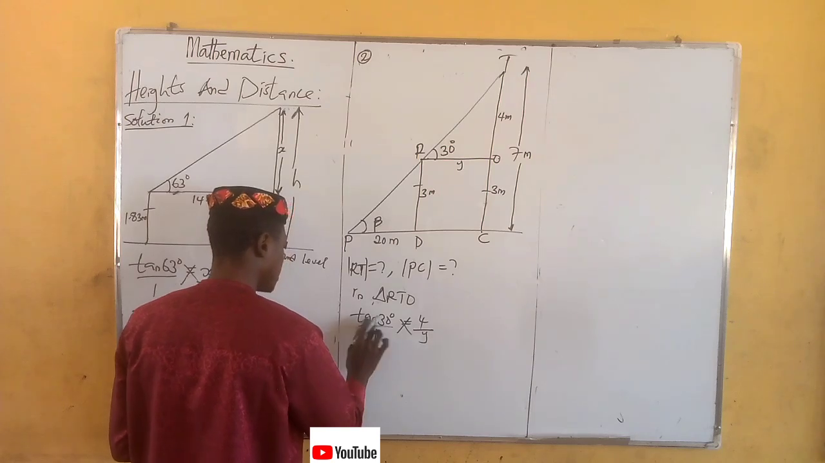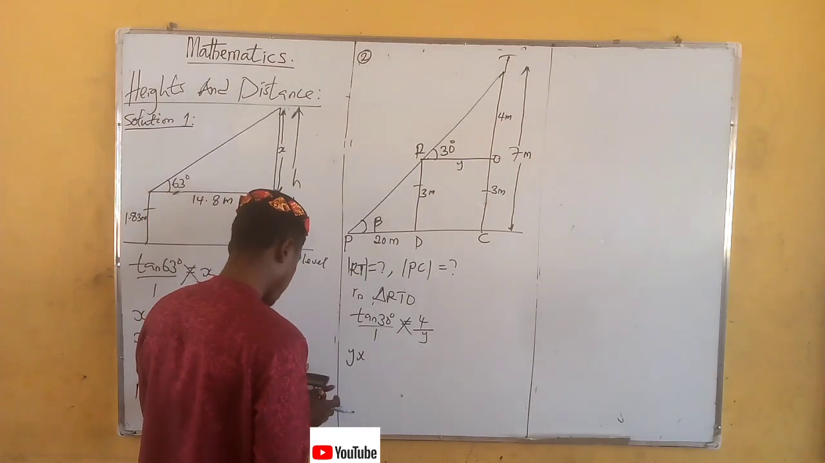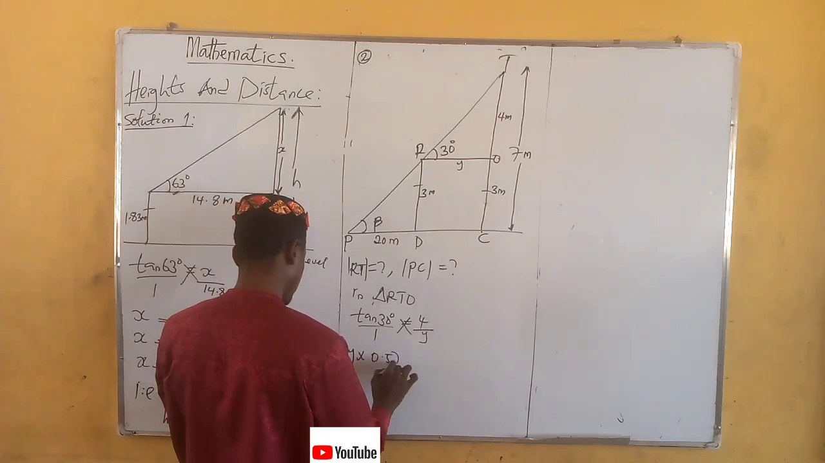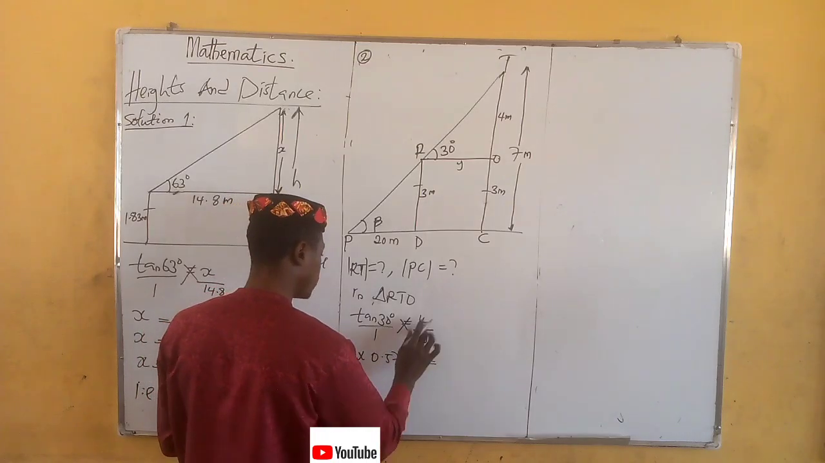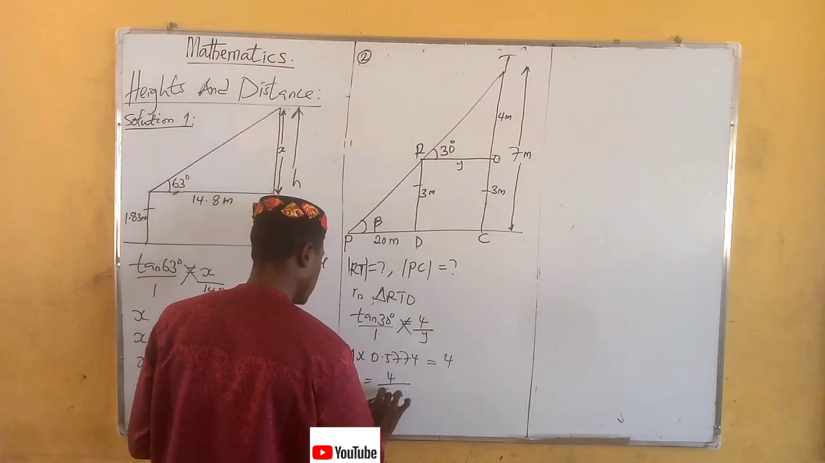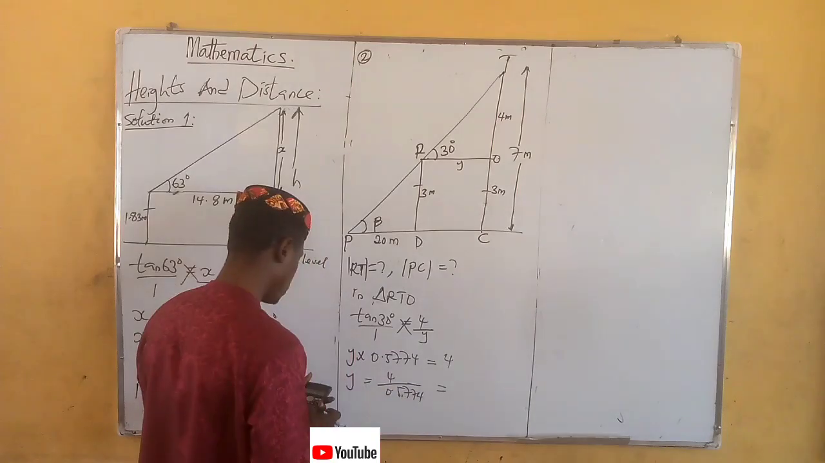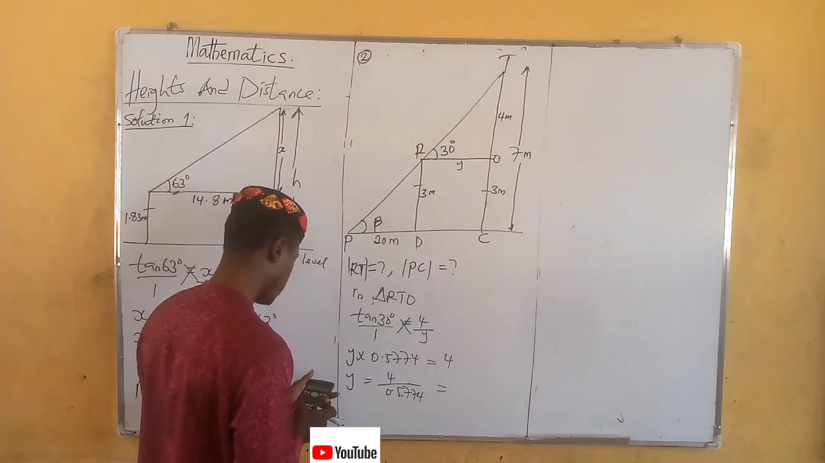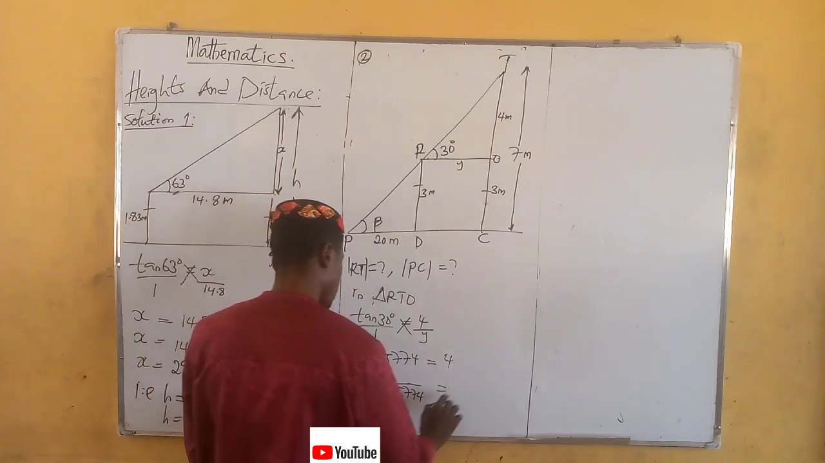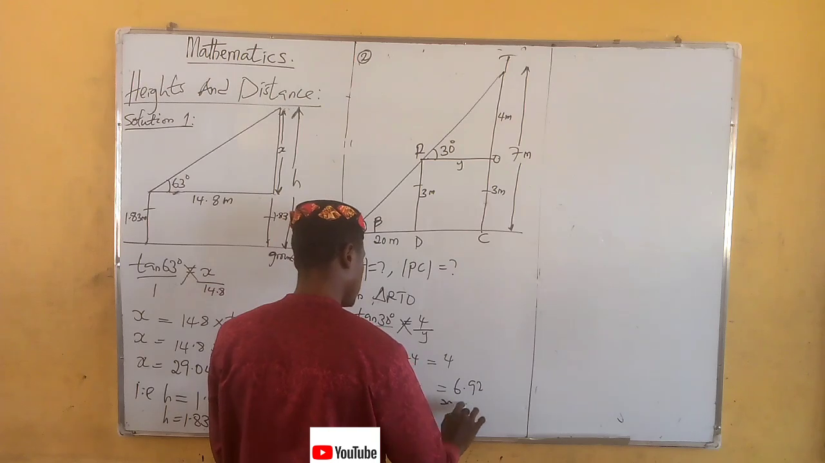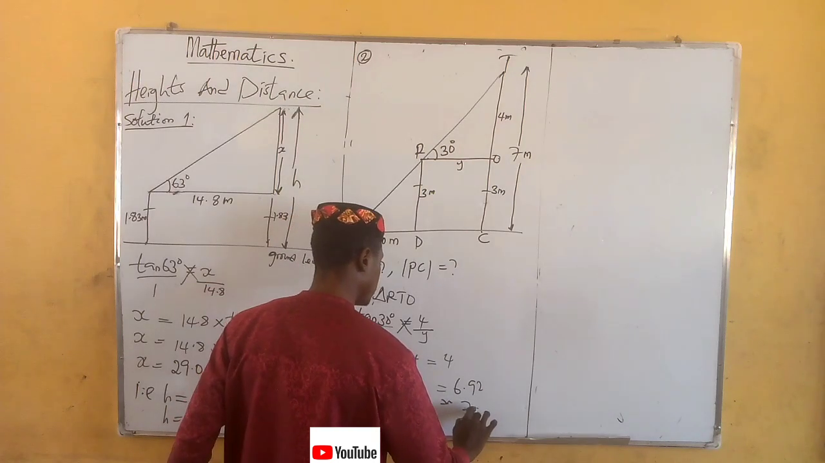Y times tan 30. Tan 30 is going to be equal to 0.5774, which is equal to 4 times 1, which is 4. So therefore, our y will be equal to 4 divided by 0.5774. This is going to give me 6.92. So approximately it's going to give me 7 meter.